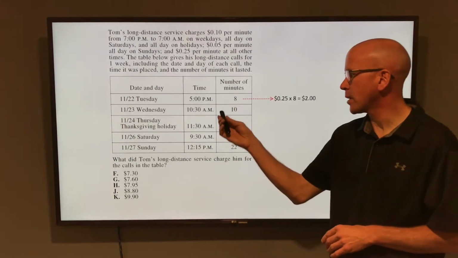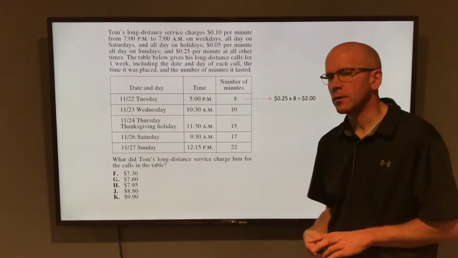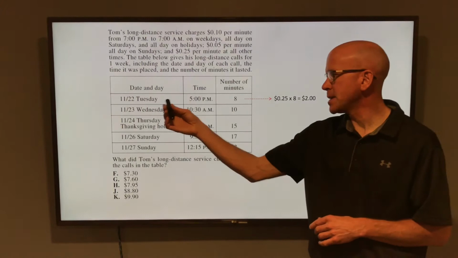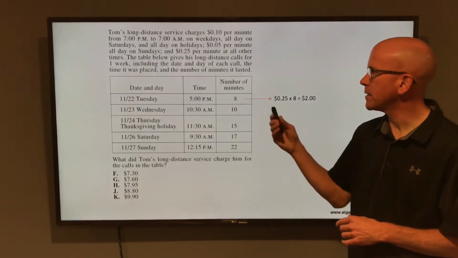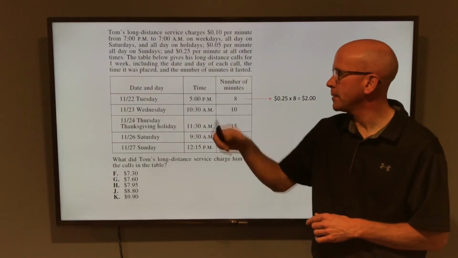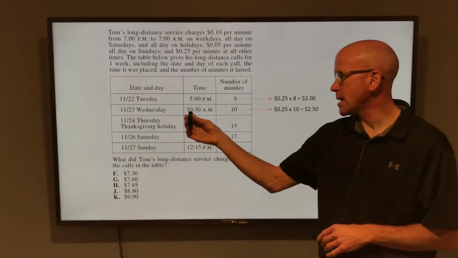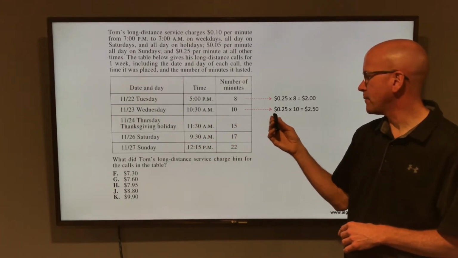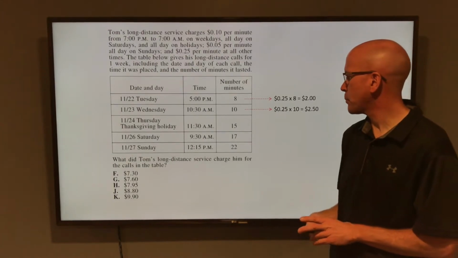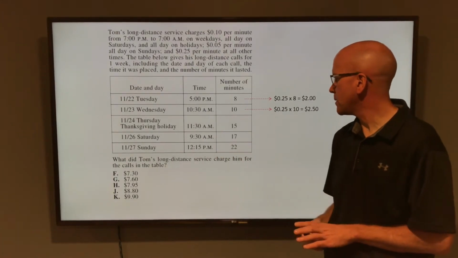You have to go through each one of these and figure out what each one of these calls cost him. This Tuesday at 5 p.m. for 8 minutes, that falls into the 25 cent per minute category. So 25 cents times 8 is $2. This Wednesday at 10:30 a.m. for 10 minutes, that again falls into the 25 cent per minute category. Times 10, that'd be $2.50.